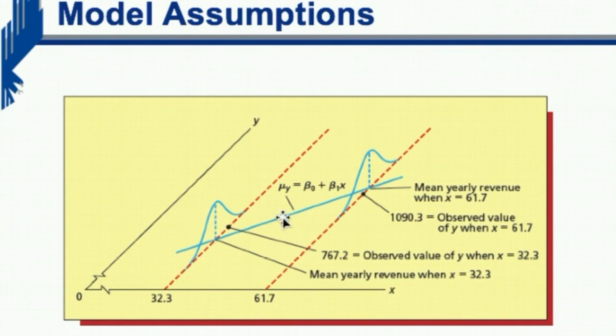Again, the blue line here represents the regression model, and these are the values that can be constructed using the formulas that were discussed earlier. Now, at this point, we have the mean yearly revenue when x is equal to 32.3. So for a particular value of x, which is 32.3, the point here on the line indicates the average.